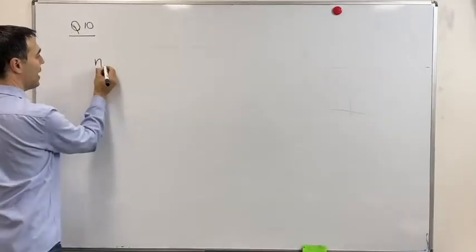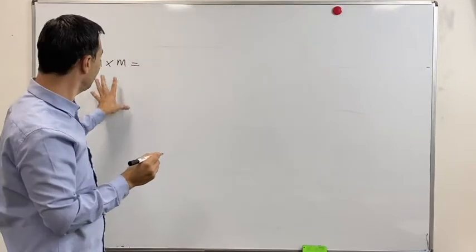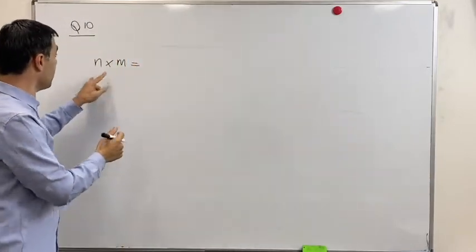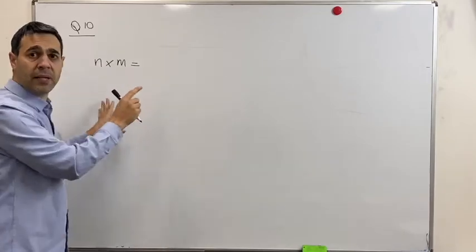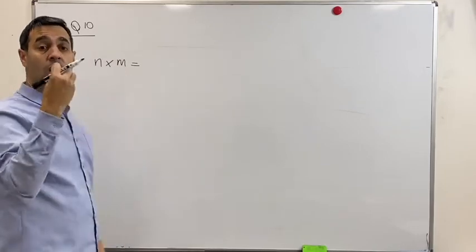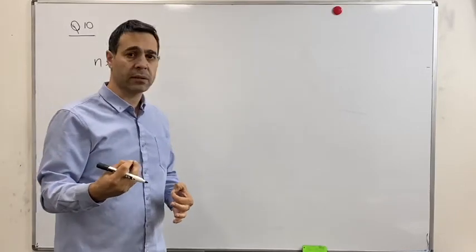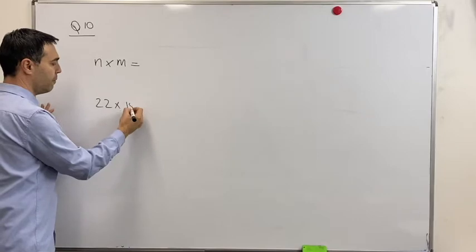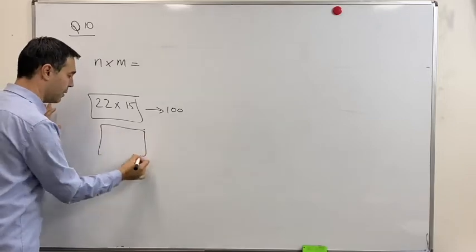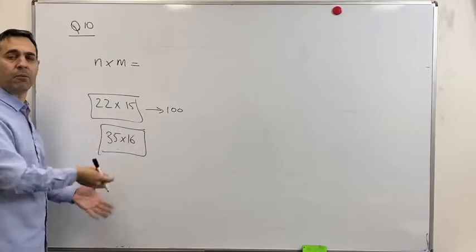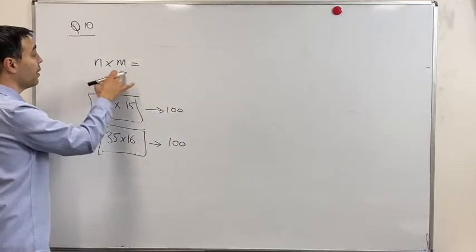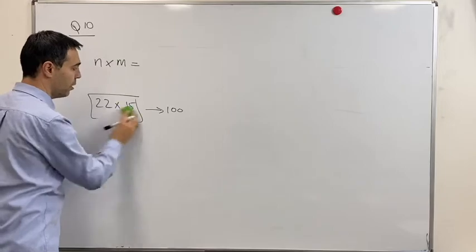Now the question says, n by m rectangle. Actually, this is not what the question says. I'm changing it a little bit and then I'll ask the original question. So think of, if you have an n by m grid, how many rectangles are you going to have there? How many different values of n and m give us 100 non-congruent rectangles? As an example, a 22 by, say, 15 grid may give us 100 different rectangles. Say 35 by 16, and these are just random numbers, may again give us 100 rectangles. It says find all the grids that give you 100 non-congruent rectangles.